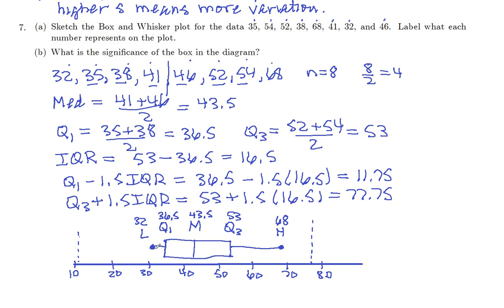No outliers here because we didn't have any values that were beyond the dashed lines, which were the lower and upper boundaries for our outliers, the fences, so we called them. What's the significance of the box in the diagram? So that box is the middle 50%. So this is part A, and then part B. Your box equals the middle 50% of the data, because it goes from the 25th percentile Q1 up to the 75th percentile Q3.